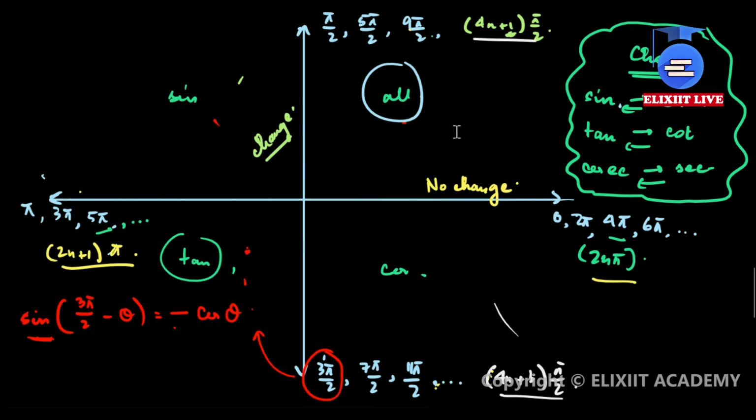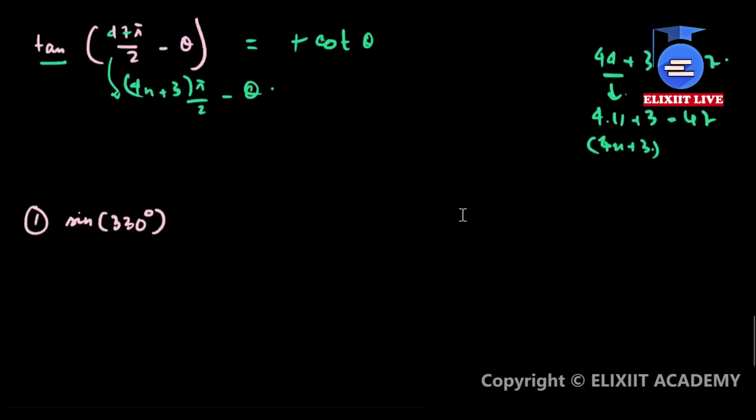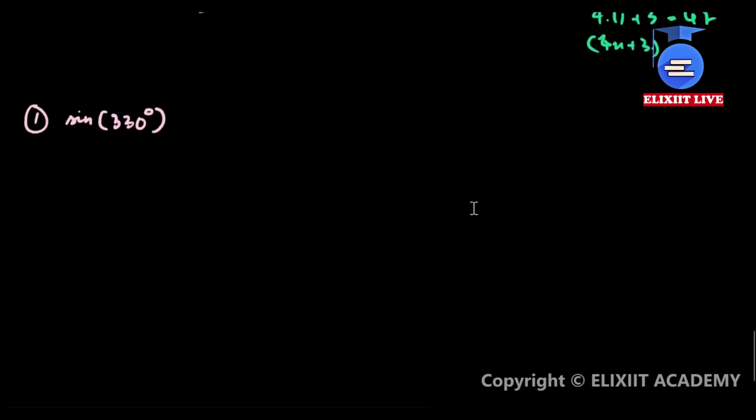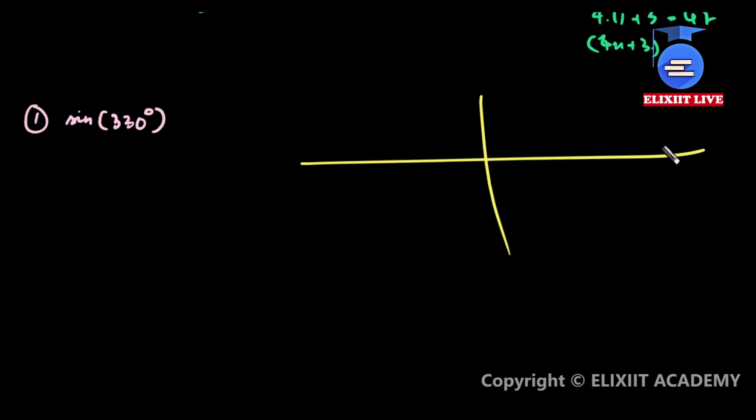Now what is the change with respect to the x-axis? Suppose over here we have sine 330 degrees. Follow the quadrant system. The quadrants must be very clear to you. Visualize the quadrants: 0, 2 pi, then 4 pi, 6 pi, and so on. Then over here, odd multiples of pi. So here we have pi, 3 pi, 5 pi, then 7 pi, and so on.